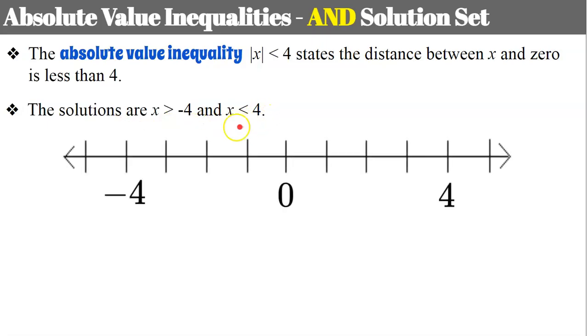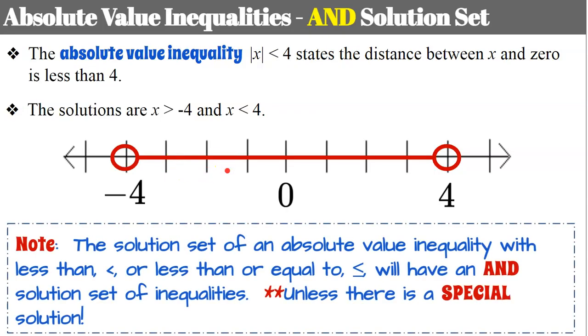Let's graph that so that we can visually see that this is represented by an AND. We're going to put an open circle because it cannot be equal to on -4, and shade it to the right because it's greater than. Then we're going to have an open circle on 4 because it cannot be equal to, and then shade it to the left. So you can see that we have this intersection of solutions and represents our AND.